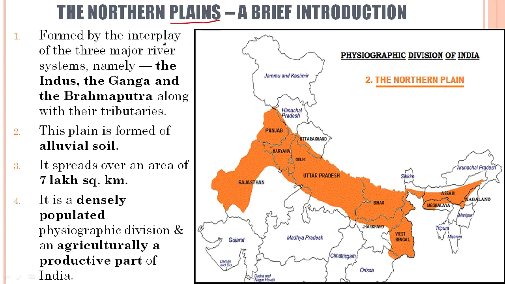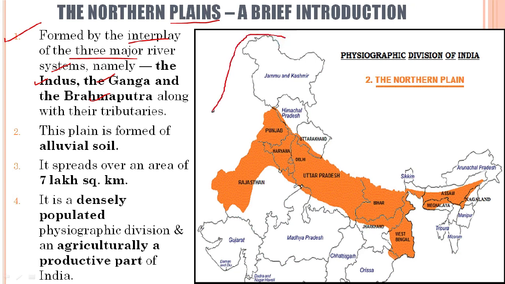Okay, so let us see the northern plains. As the name suggests, it is definitely situated in the north of India. Clear? Now let us go into its characteristics. Formed by the interplay of three major river systems, namely the Indus, the Ganga and Brahmaputra, famously known as the IGB. Clear? The Indus, Ganga and the Brahmaputra.